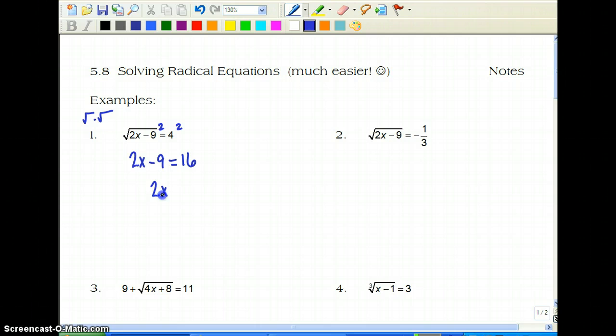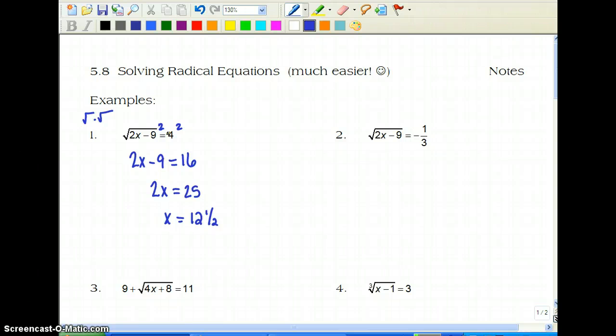So add 9 and get 2x is equal to 25. So x is equal to 12 and a half. Now you want to check these to make sure that they work. So 12 and a half times 2 is 25, minus 9 is 16. The square root of 16 is 4. So you want to do a real quick check and make sure that it's working.